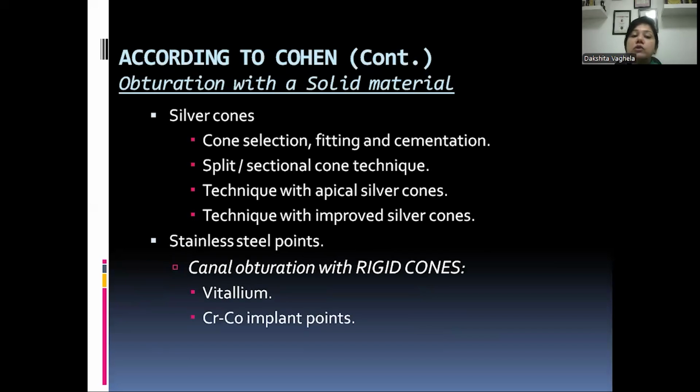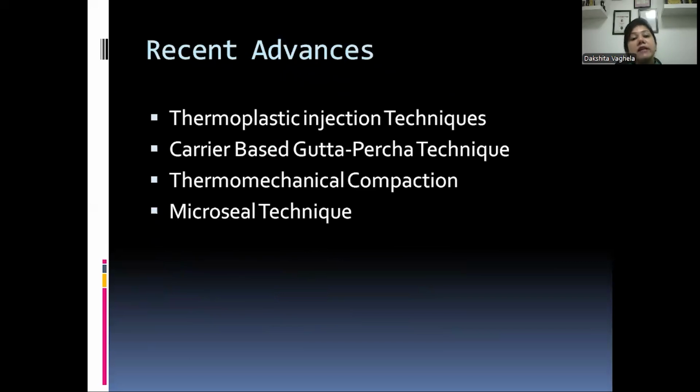Now, according to Cohen, obturation with a solid material can be with silver cones and stainless steel points. Canal obturation with rigid cones can also take place, like chromium cobalt implant points. Now, recent advancements in obturation techniques include thermoplastic injection techniques, carrier-based gutta percha techniques, thermomechanical compaction, and the microseal technique.